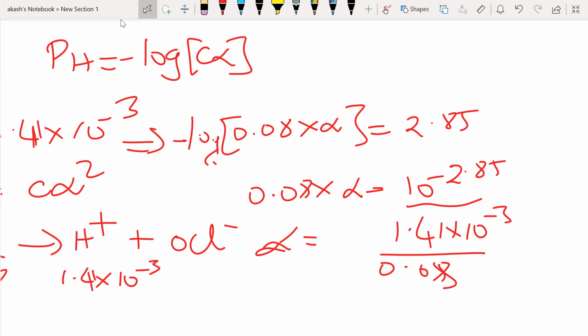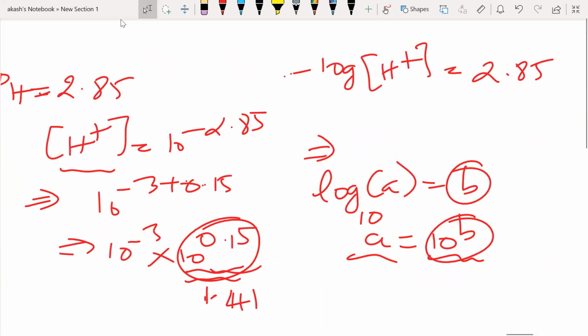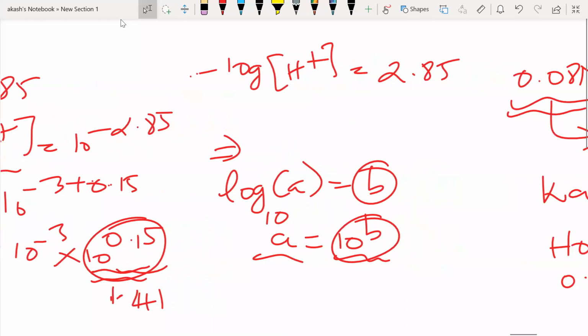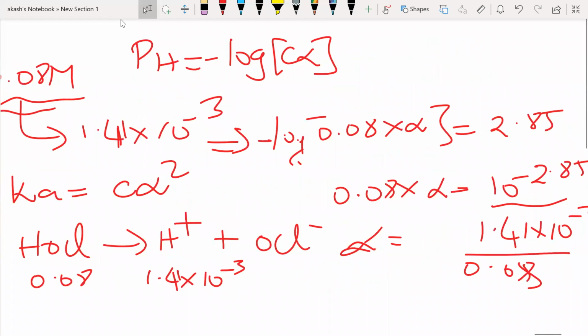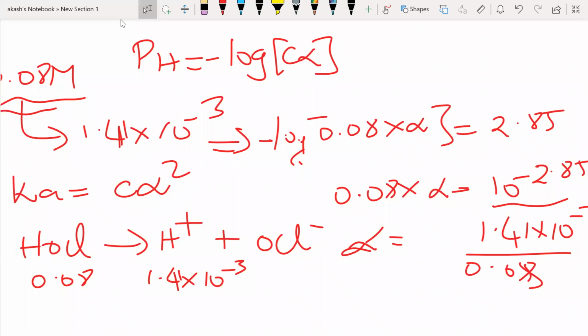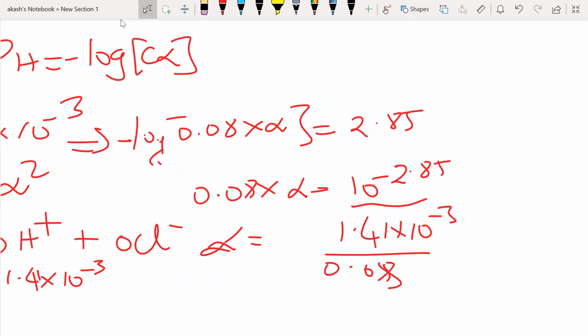Okay, right? Pretty easy. I just quickly give you a recap of what I did. Right? So they're giving me pH. I think it's pretty easy. I can just use the formula. Two formulas: Ka is equal to C alpha squared and pH is equal to negative log of C alpha. Done. So pH is 2.85, C is 0.08. Alpha, if I find Ka, I can substitute and find out. That's it. Right?